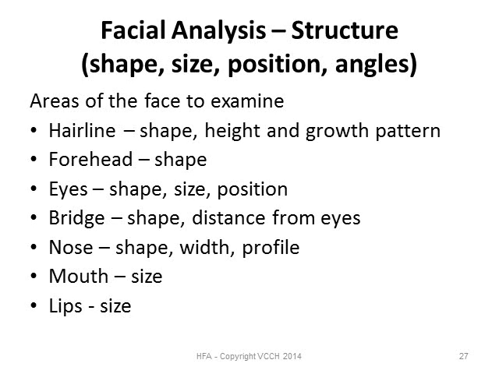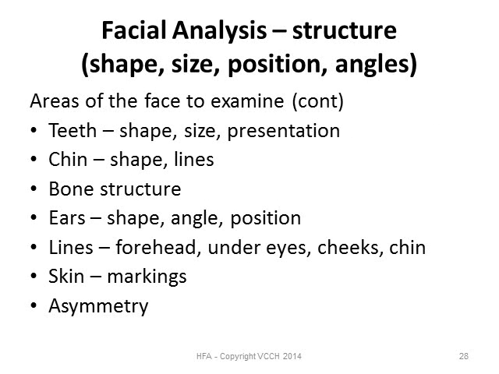The nose, we look at its shape, its width, and on profile, its shape. The mouth, we look at its size, and we look at the size of the lips. We also look at further areas of the face, such as the teeth, the shape of the teeth, their size, their presentation overall. That is the natural presentation of the teeth, not after a visit to the orthodontist. We look at the chin, its shape, and the lines that come across the chin. We look at the overall bone structure of the face, in particular the chin and the cheeks. We look at the ears, their shape, angle, and position.